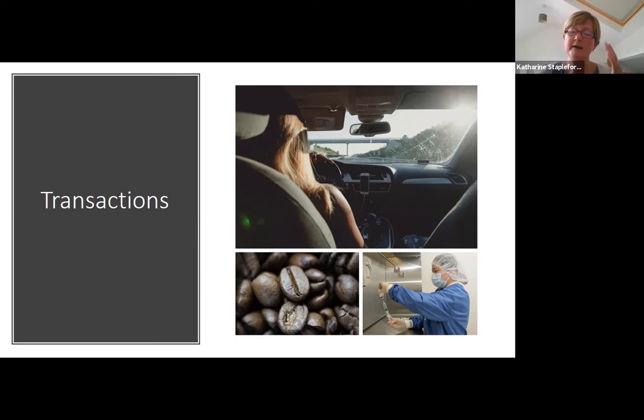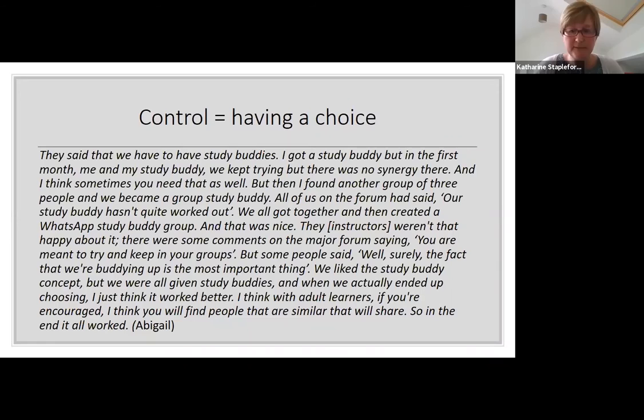So control then. Control means different things for different people. And in this episode from Abigail, these are all pseudonyms, we see that control means having a choice. So we see Abigail here describing a transaction in which she and her peers were given study buddies. They were assigned study buddies. And she talks about how this didn't work for her because there was no synergy between her and the buddy she'd been assigned. So she actively sought out some other people to buddy up with, and she felt that that worked a lot better. However, the instructors weren't particularly happy about it, and they were reminded that they should actually have stuck with their assigned buddy.